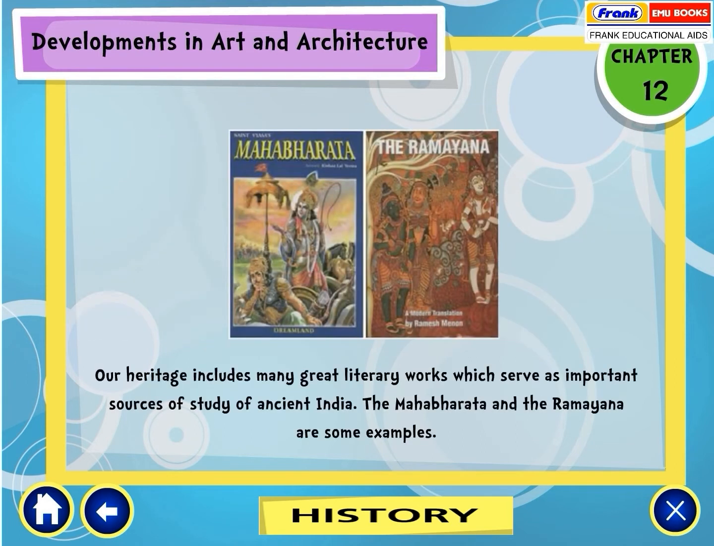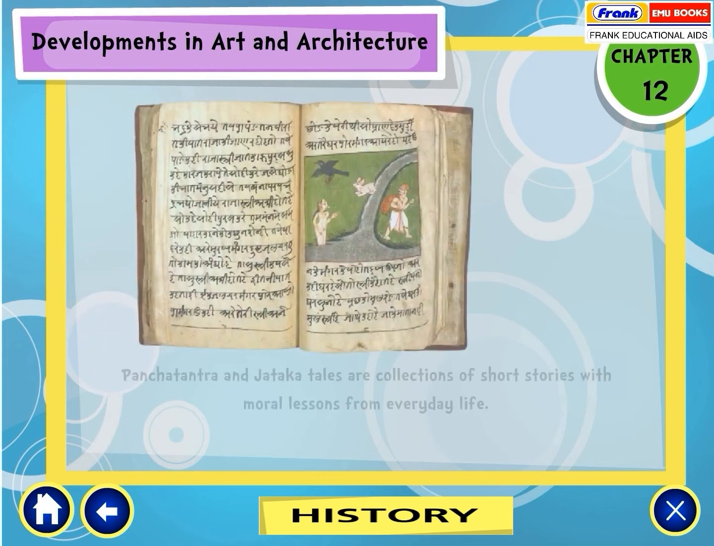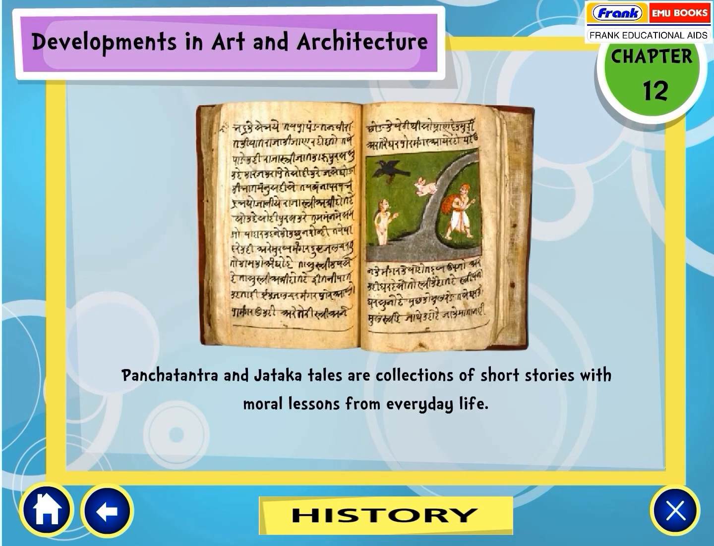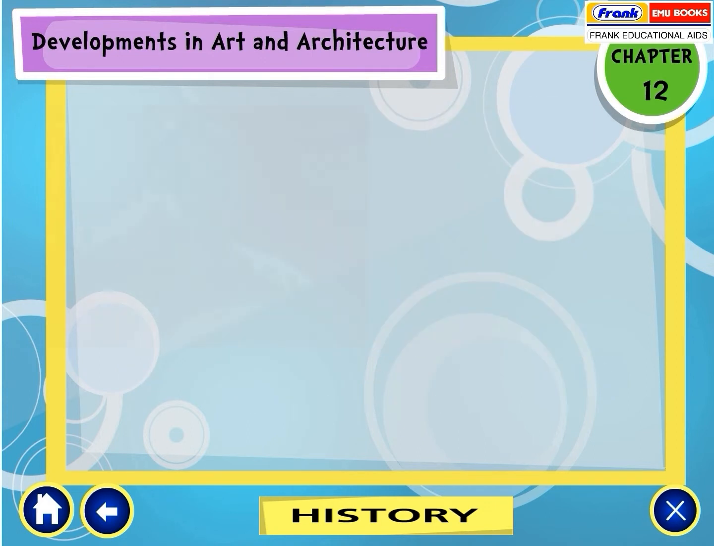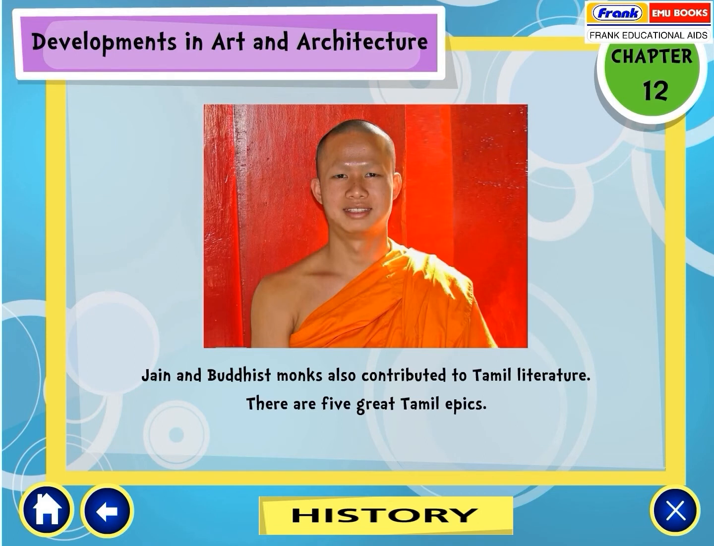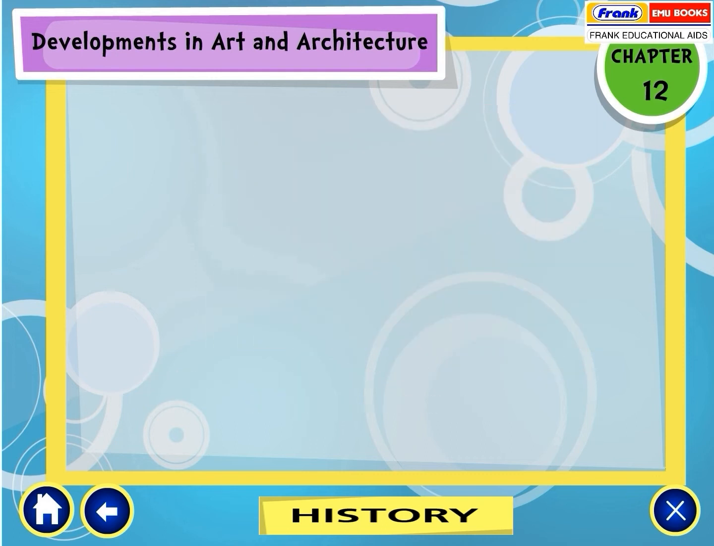Our heritage includes many great literary works which serve as important sources of study of ancient India. The Mahabharata and the Ramayana are some examples. Panchatantra and Jataka tales are collections of short stories with moral lessons from everyday life. Jain and Buddhist monks also contributed to Tamil literature. There are 5 great Tamil epics.